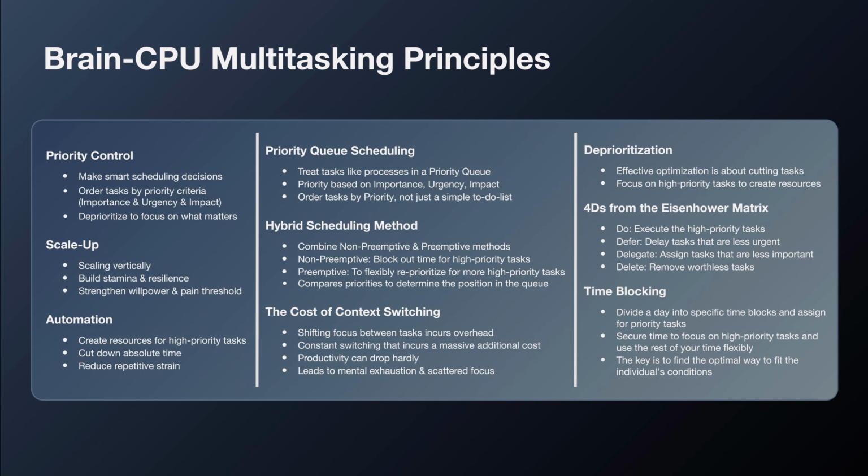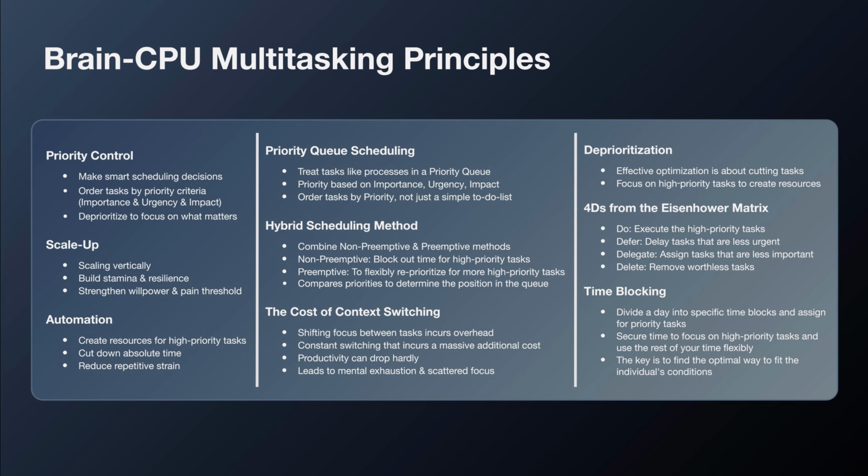Priority queue scheduling, this redefines your to-do list not as a simple list, but as a priority queue. You evaluate every task based on its importance, urgency, and impact to determine the most efficient order of execution.